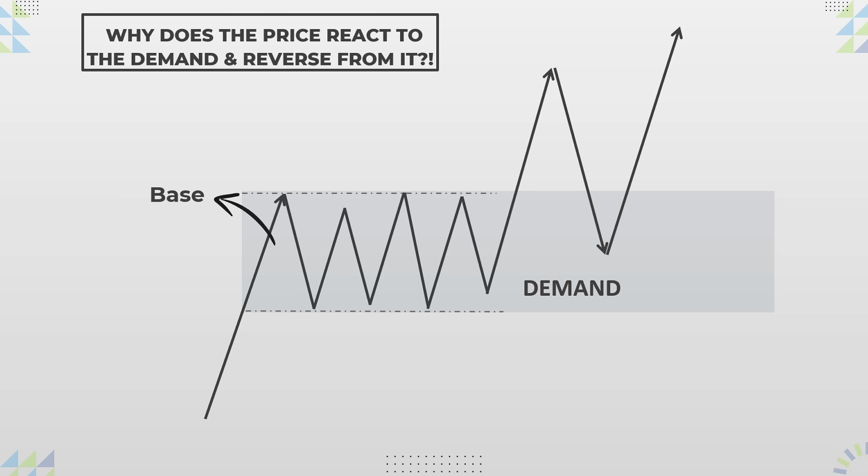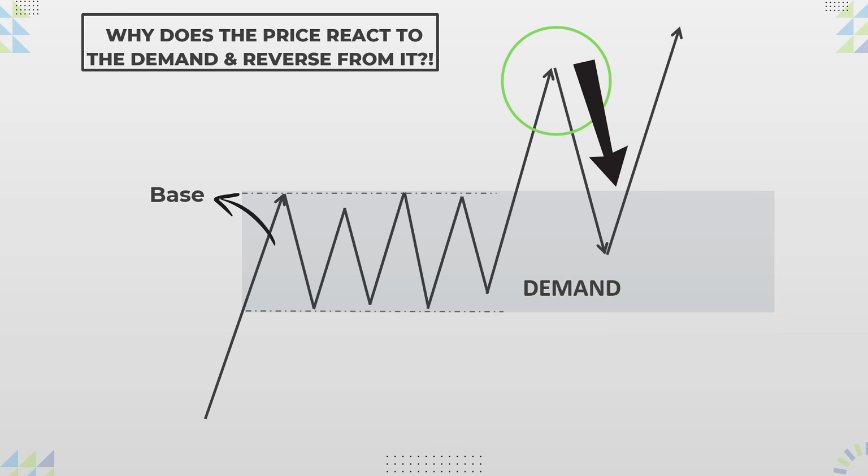So why does the price react to the demand and reverse from it? The main reason the price comes back down and mitigates the demand zone is that there isn't enough demand to keep pushing the price higher. The price finds a new supply to consume and fills the current demand, resulting in a decrease in price and a pullback.